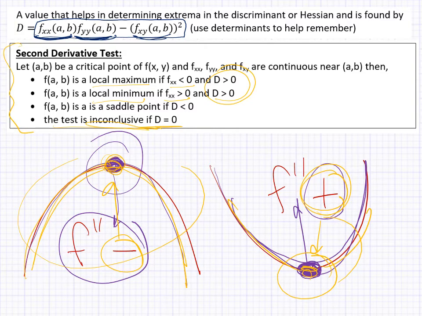Okay? So we look at the second derivative test and we determine if we have a max or a min by doing that. First, we have to find the critical points by looking at the first derivative. Then we plug them into the discriminant and the second derivative with respect to x, and we can determine what happens from there.